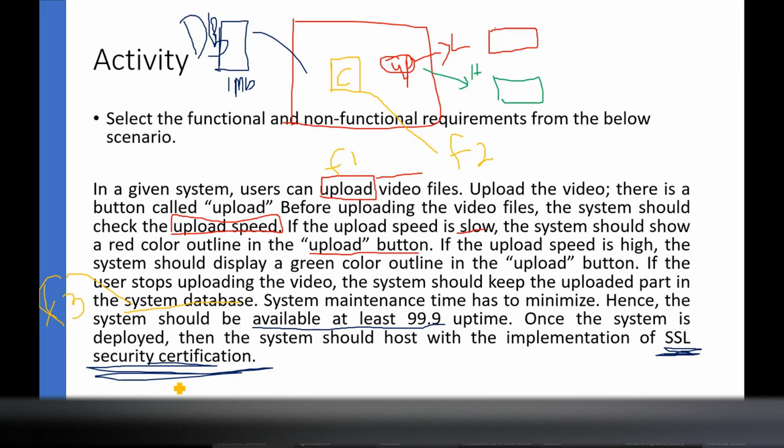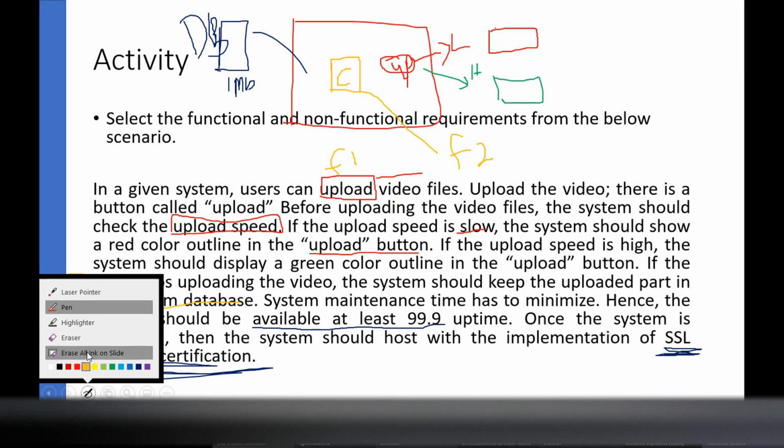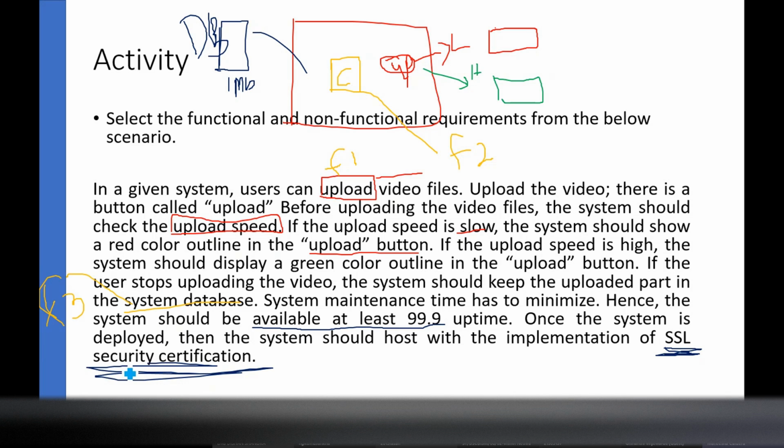Now we'll see what the non-functional requirements are in here. There is an upload button. In here we have to check the speed. The system should measure the speed, find the speed, and check the upload speed. This is my non-functional requirement number 1.